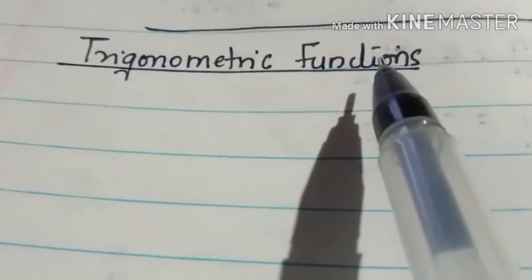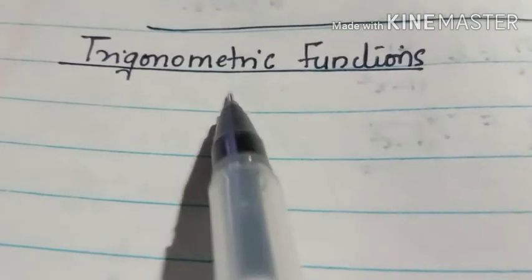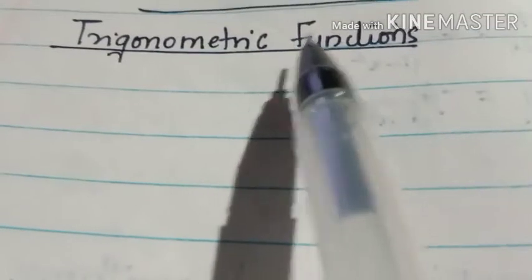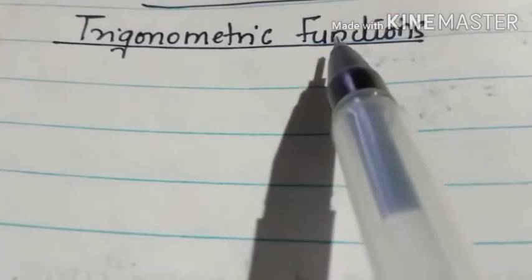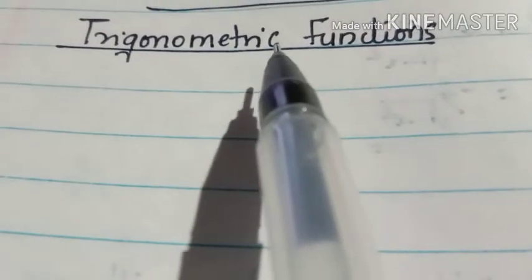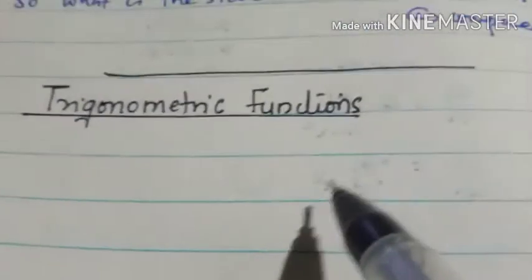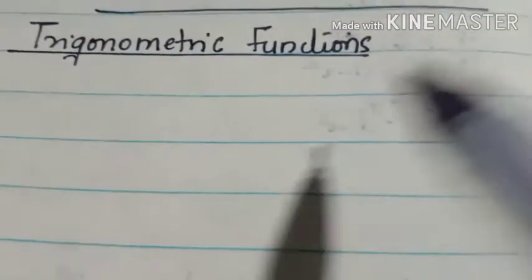We have studied trigonometric ratios for acute angles as the ratio of sides of a right angle triangle. Okay, we will now extend the definition of trigonometric ratios to any angle in terms of radian measure and study them as trigonometric functions. Okay. For this, let us consider a unit circle.